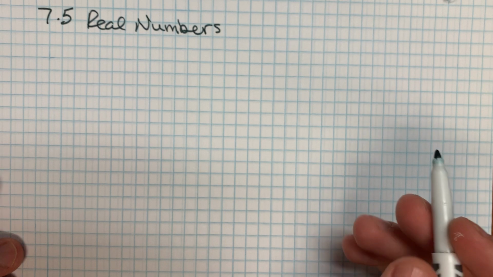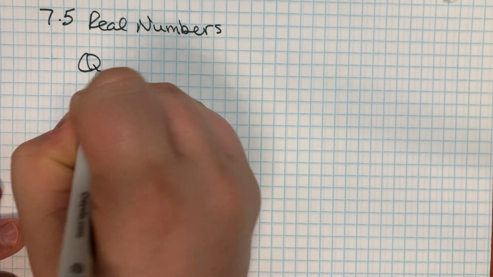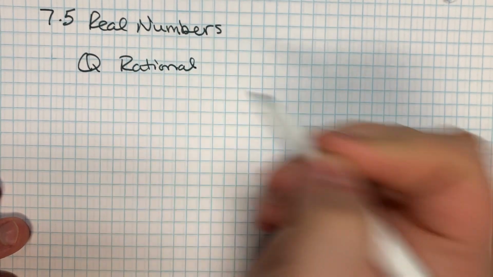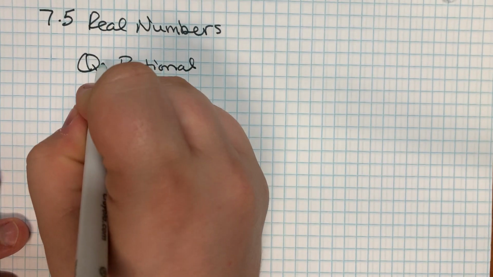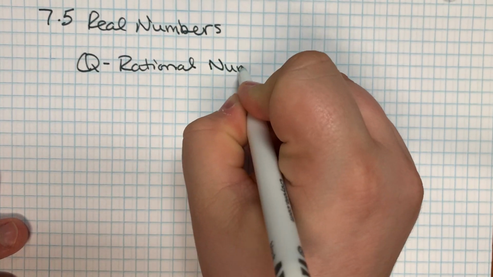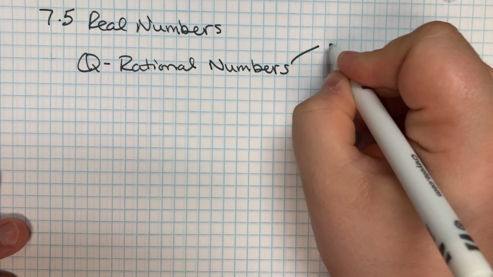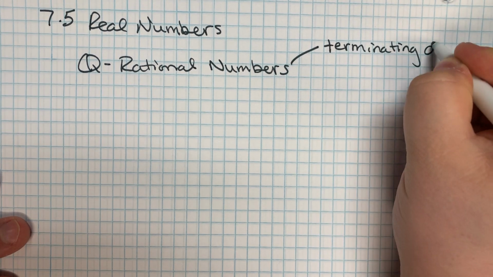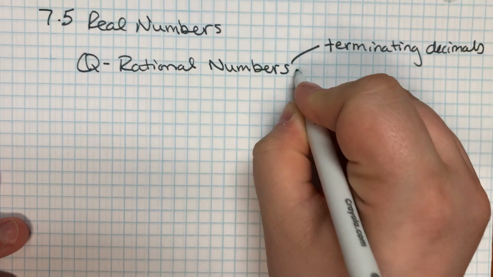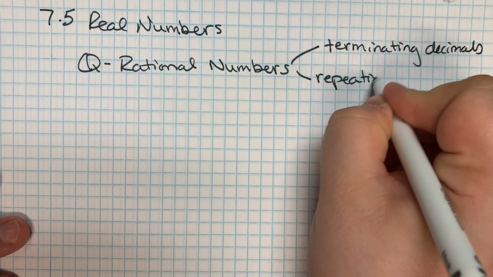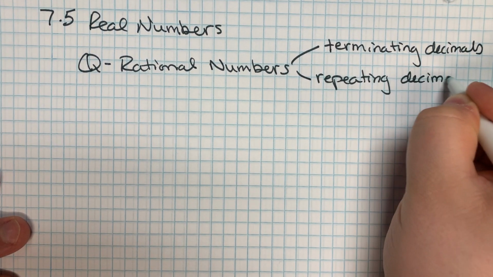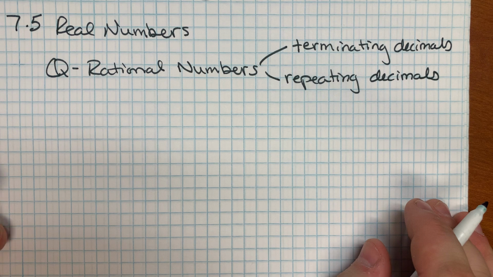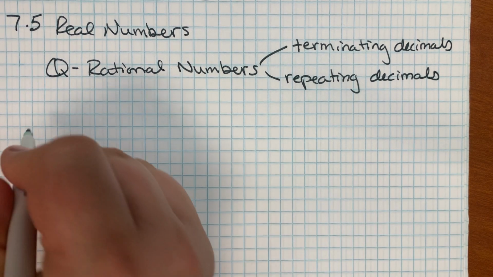In today's video, we're going to be talking about section 7.5, real numbers. If you remember, in the last chapter, or earlier this chapter, we talked about the rational numbers. We use this Q to represent our rational numbers. Those were our terminating decimals and our repeating decimals. There are, however, decimals that don't terminate or repeat.